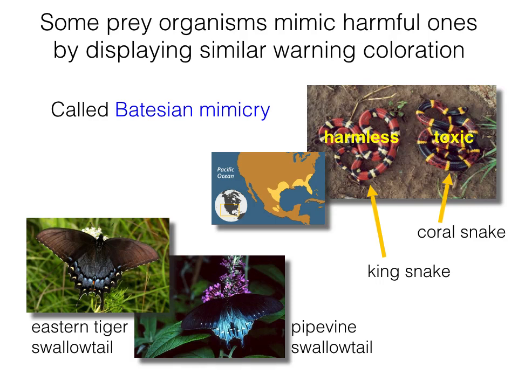So again, these species of butterfly overlap in their range, and so again, of course, this would be necessary if adopting that coloration pattern were to be effective. So again, the harmless eastern swallowtail on the left and the toxic pipevine on the right.